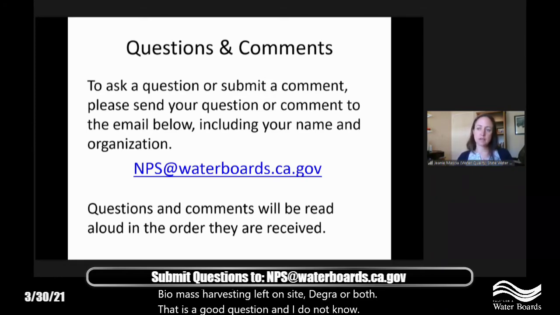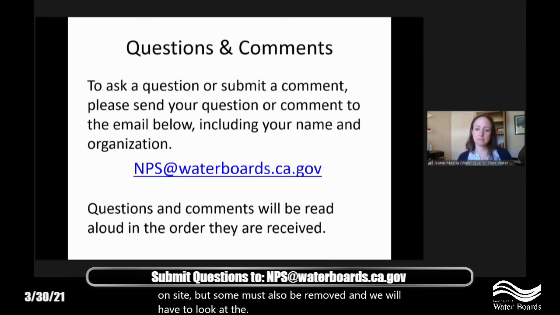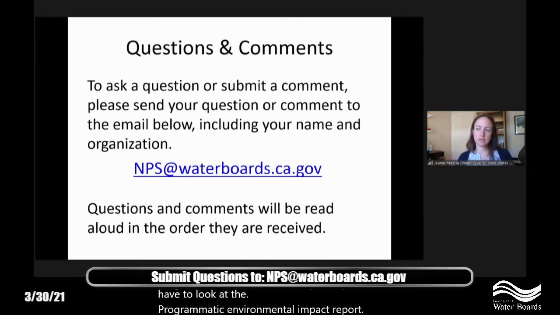I believe some material can be left on site, but some must also be removed, and we will have to look at the programmatic environmental impact report to see what the specific requirements are for leaving biomass material on site.